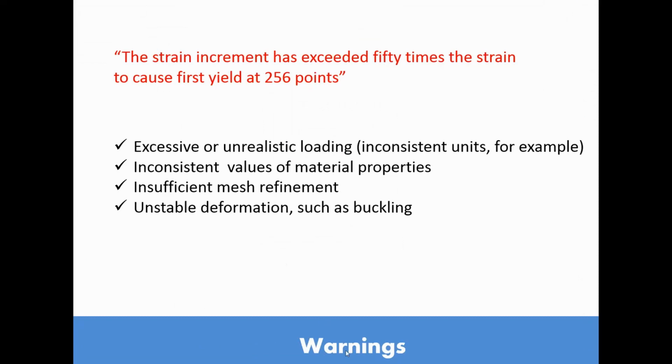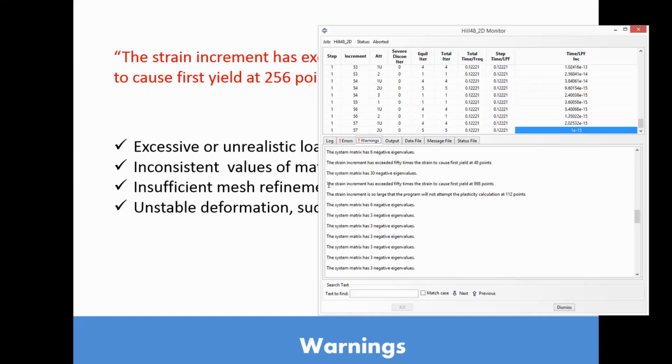Now let's talk a bit about the warning message. Some common warning messages are: the strain increment has exceeded 50 times the strain to cause first yield at 256 points. So don't think about the points. This point number could vary. I also for this job got a similar message, exceeding 50 times the strain to cause first yield, but in this case it was 998 points. Many times this is not critical.